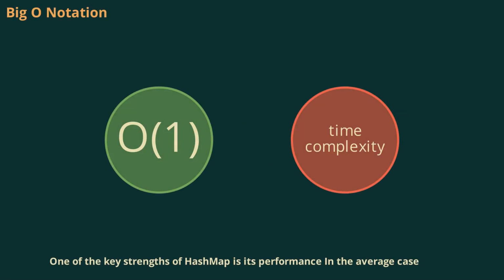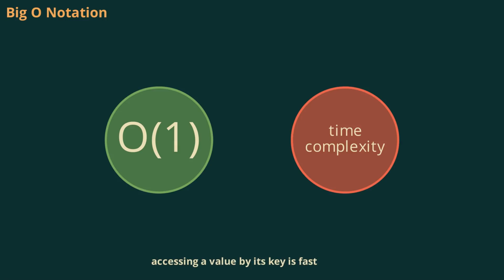One of the key strengths of HashMap is its performance. In the average case, both put and get operations have a constant time complexity, O(1). This means that no matter how many elements are in the map, accessing a value by its key is fast. This efficiency is a major reason why HashMap is so popular for storing and retrieving data in Java.